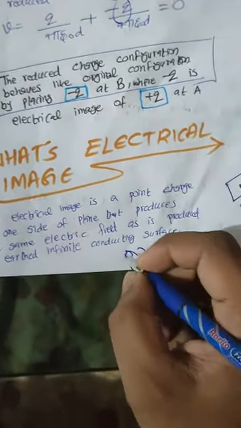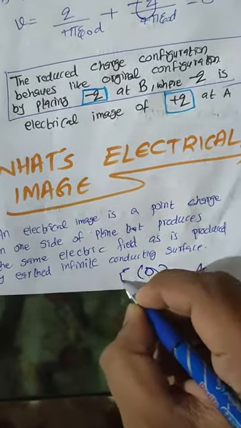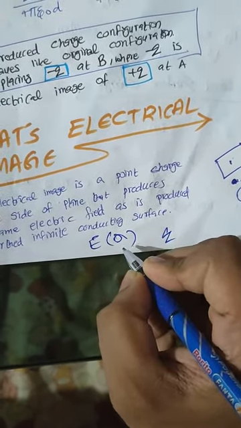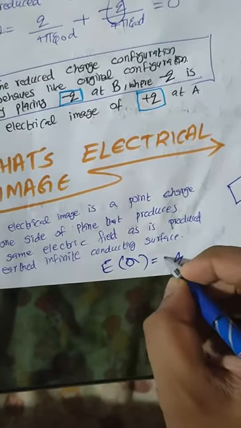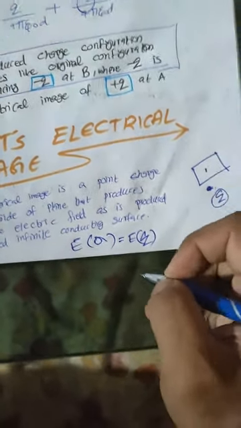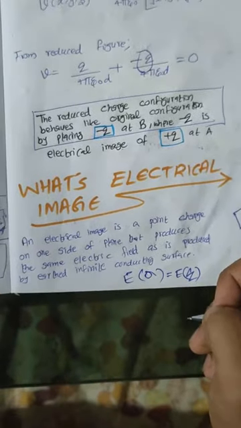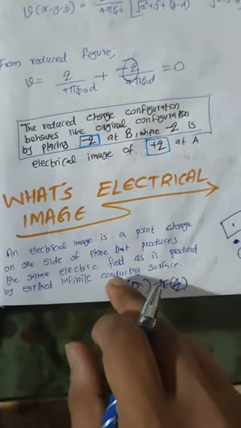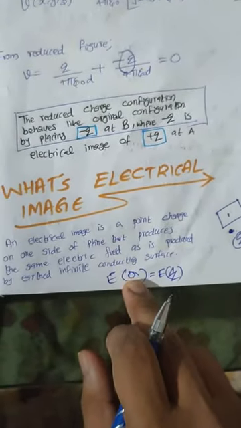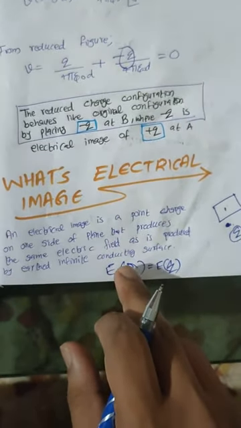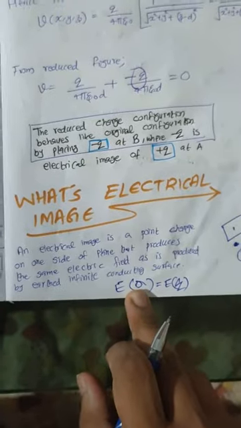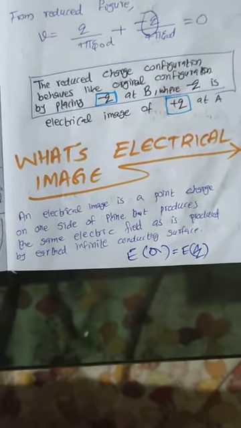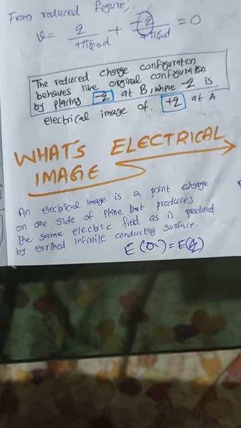So we can say that E due to this sigma, this surface charge or plane sheet, is exactly the same as this. So the plus q charge acts as a substitute for the plane sheet charge configuration. So this is the electrical image. So you can read and you can pause and think.